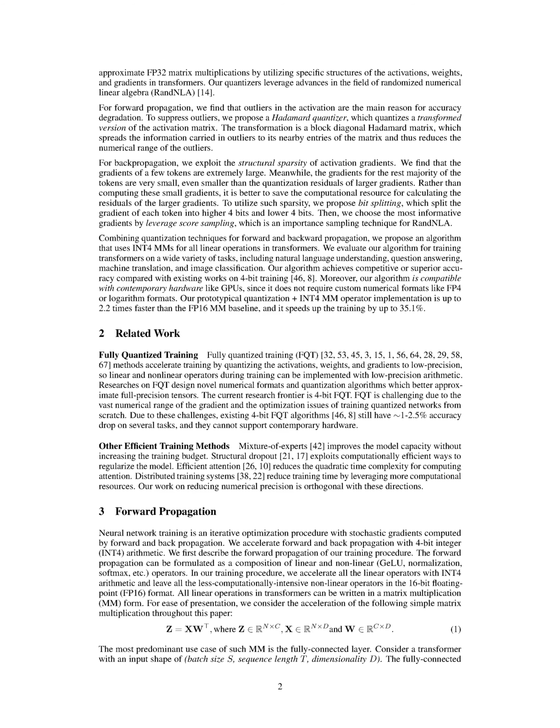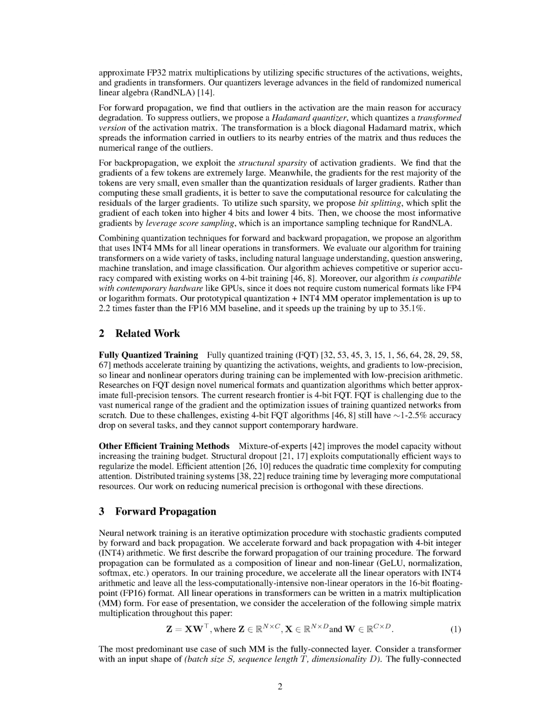For forward propagation, we discovered that outliers in the activation cause a significant decrease in accuracy. To counter this, we propose a Hadamard quantizer, which quantizes a transformed version of the activation matrix. This transformation spreads the information contained in outliers across nearby entries in the matrix, reducing the numerical range of these outliers. In the case of backpropagation, we use the structural sparsity of activation gradients.